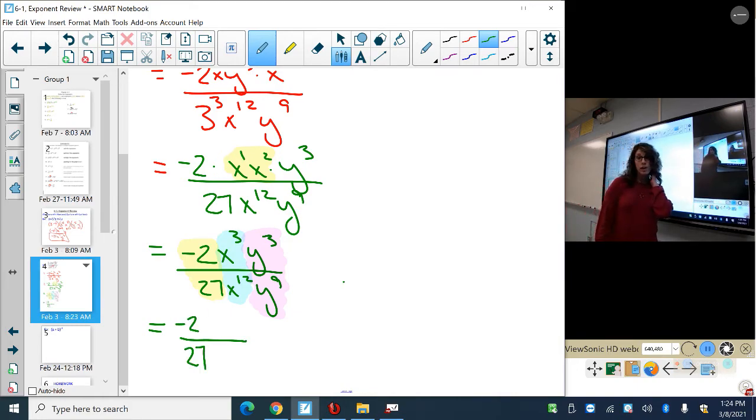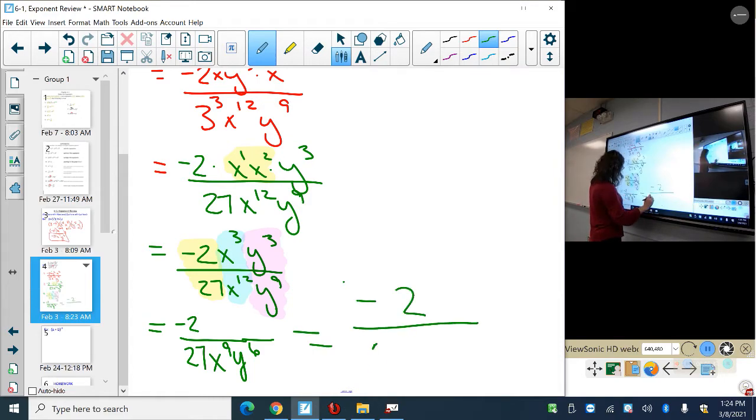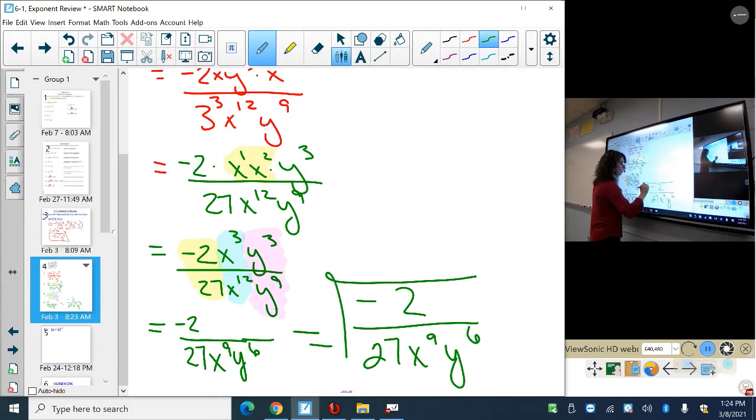The next thing I need your brain to understand is that there are 3 x's on top and there are 12 total x's on the bottom. So if I take away 3 x's from the top, I'm left with none. And if I take away 3 x's from the bottom, I'm left with x to the 9th. There are 3 y's on top and 9 y's on the bottom. So if I cancel out 3 of them in both the top and the bottom, I'm left with 6 down the bottom. So my answer is negative 2 over 27 x to the 9th y to the 6th.